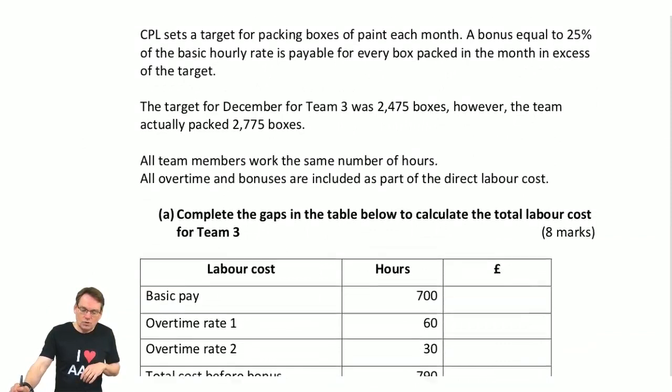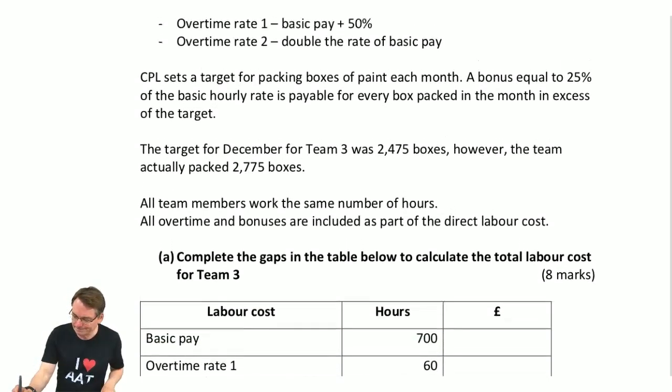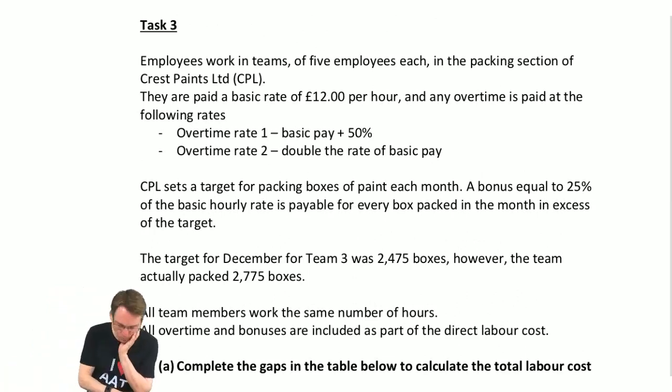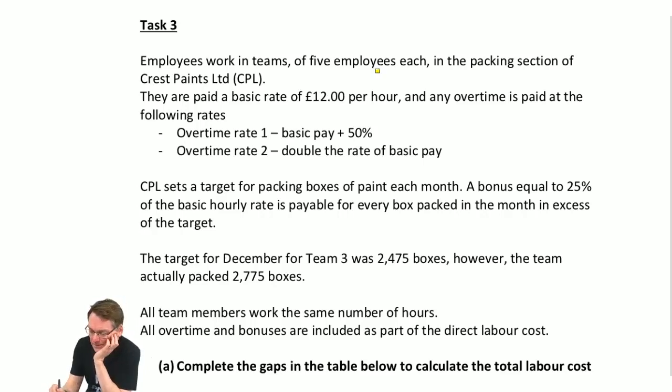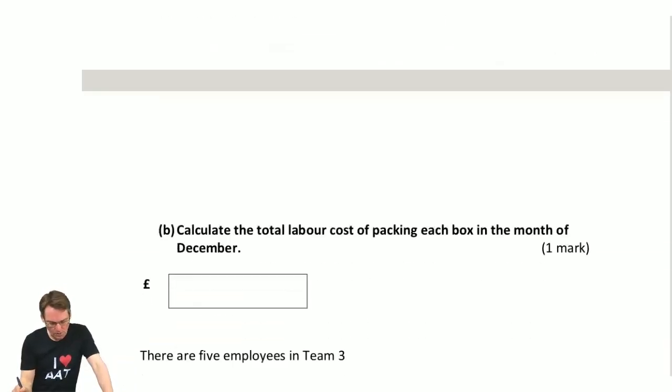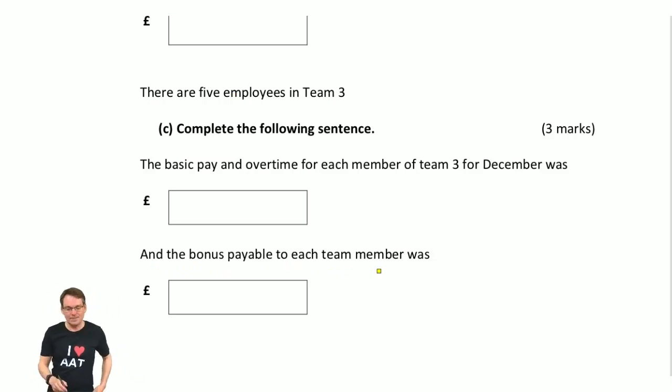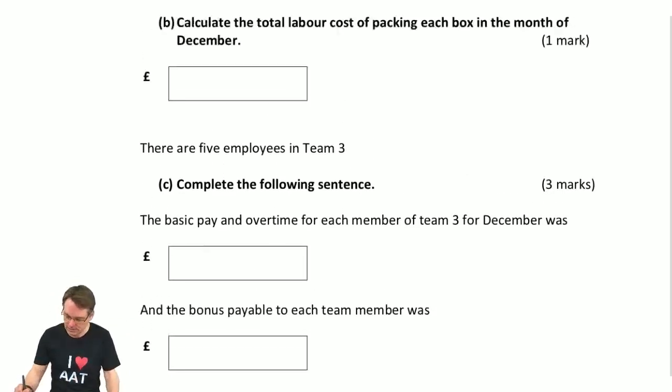So, let's see what information we've got. First of all, we are told that there are 5 employees each working in a team. That's going to become relevant a little bit later. It says I need a bonus payable to each team member, because presumably we will begin by saying this is what they earn altogether, and then I'll have to look at how much it's going to be per person.